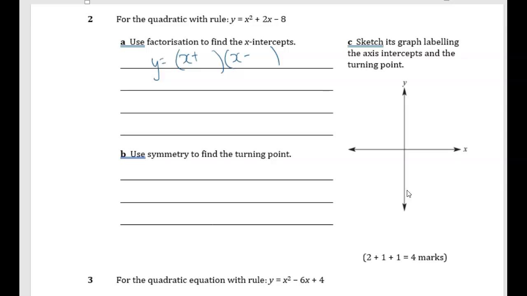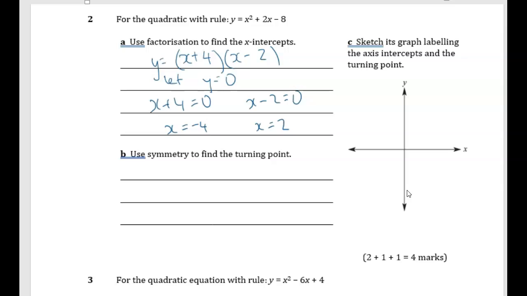And 4 times 2 gives me 8. So which one is negative? Because this is positive 2, it's going to be positive 4, minus 2. So for your x-intercepts, you let y equal 0. So that means x plus 4 equals 0 or x minus 2 equals 0. So x equals negative 4 and x equals 2.